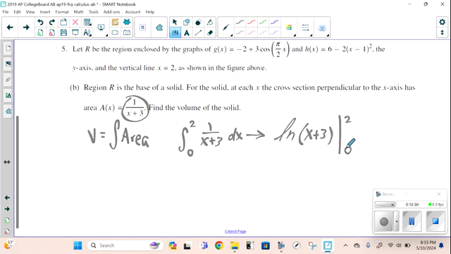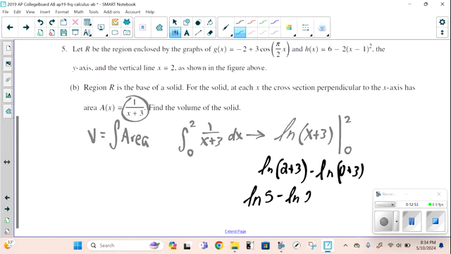I mean, this was a piece of cake. After that first problem, they better have given us something nice. So I've got the ln of 2 plus 3 minus the ln of 0 plus 3. We're done. What did this take us? 13 seconds? It's the ln of 5 minus the ln of 2. Oh, yeah, that's 3. When I say 2, kids, I mean 3.